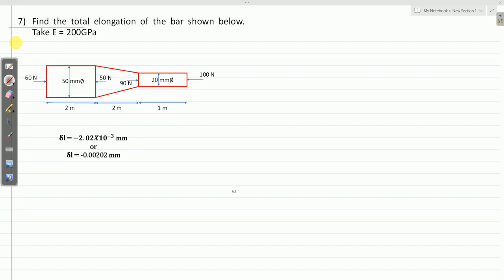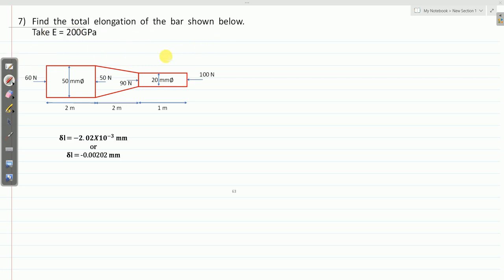Yes, welcome back again. This is the third problem on principle of superposition. Find the total elongation of the bar shown below. Take Young's modulus E equals 200 GPa.